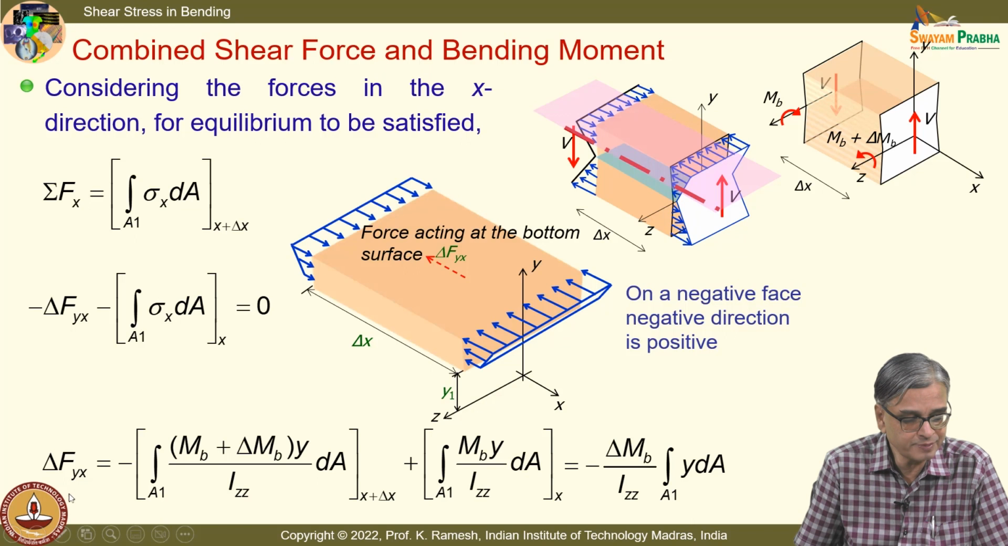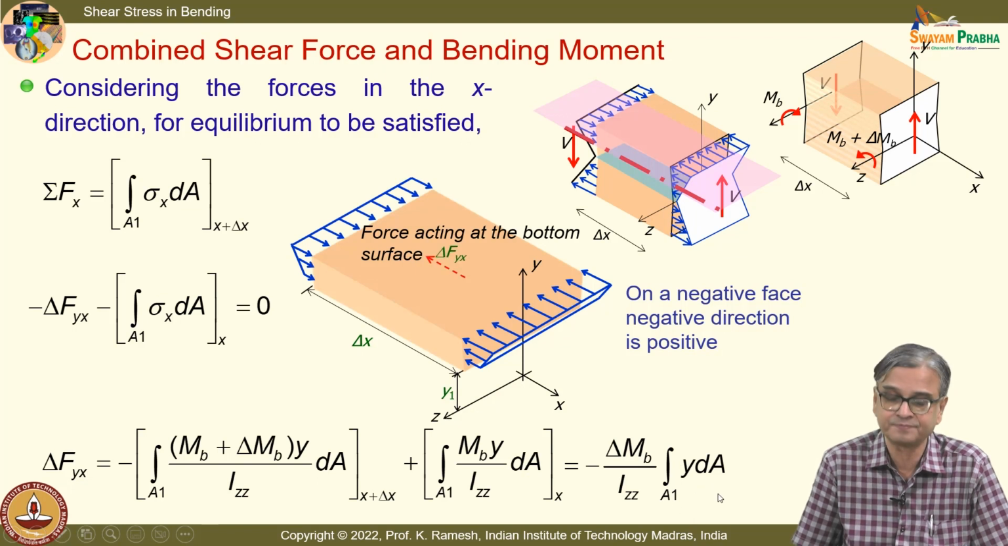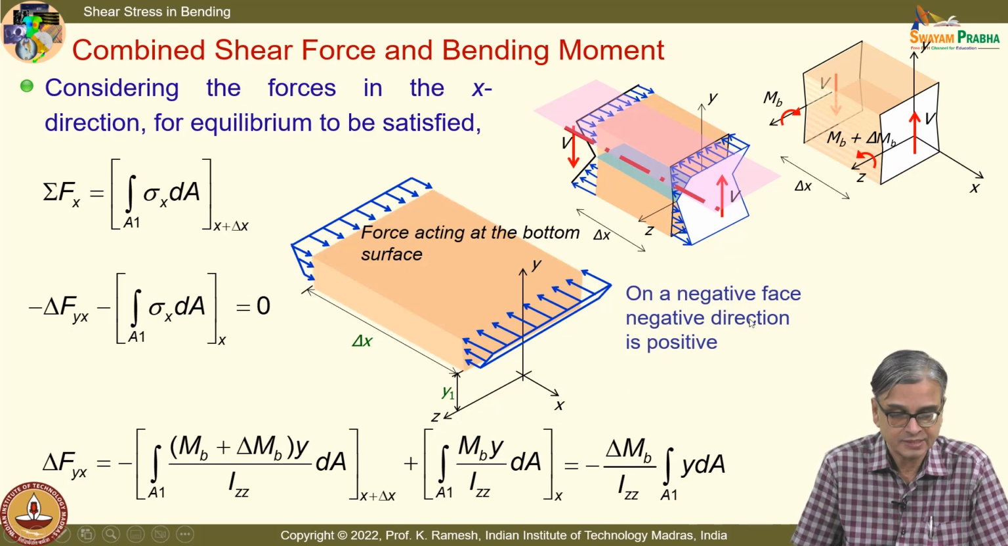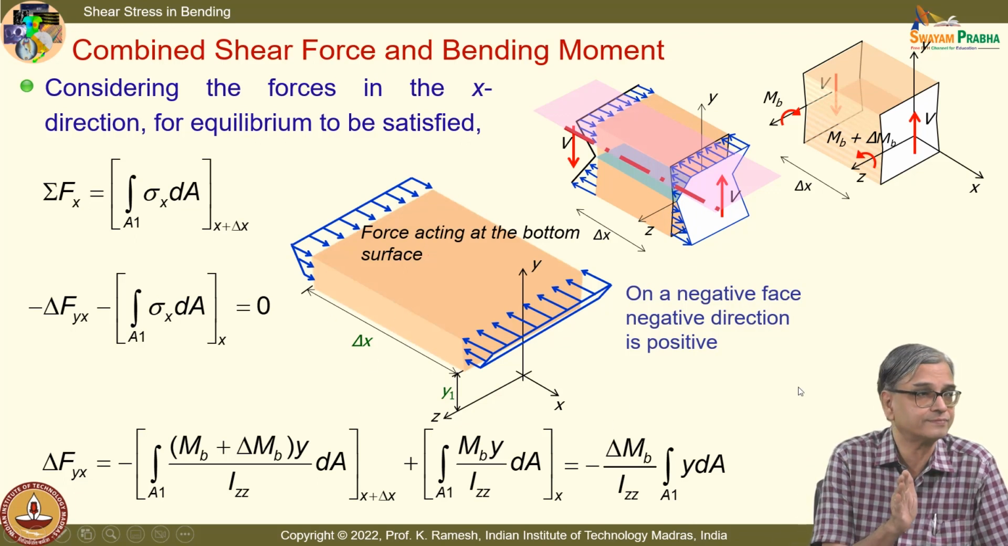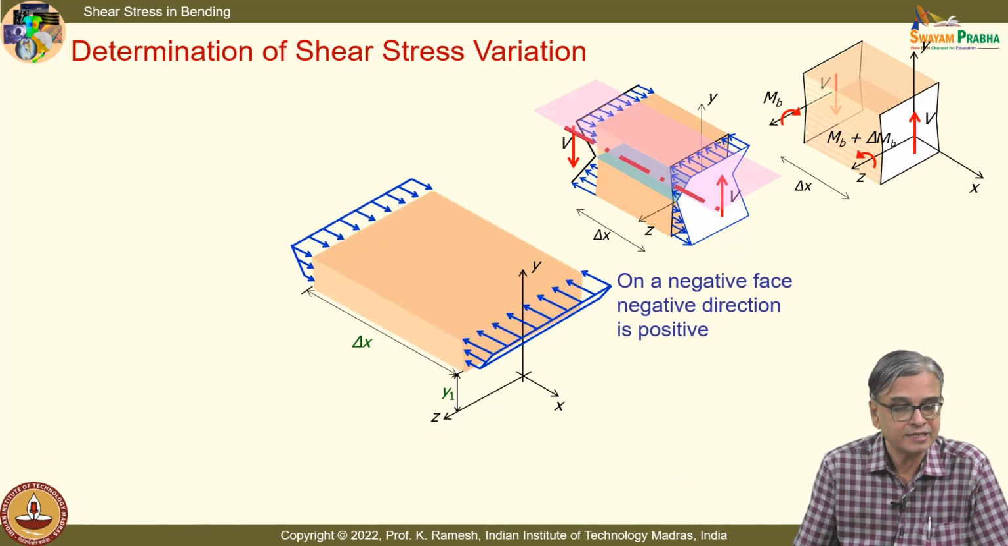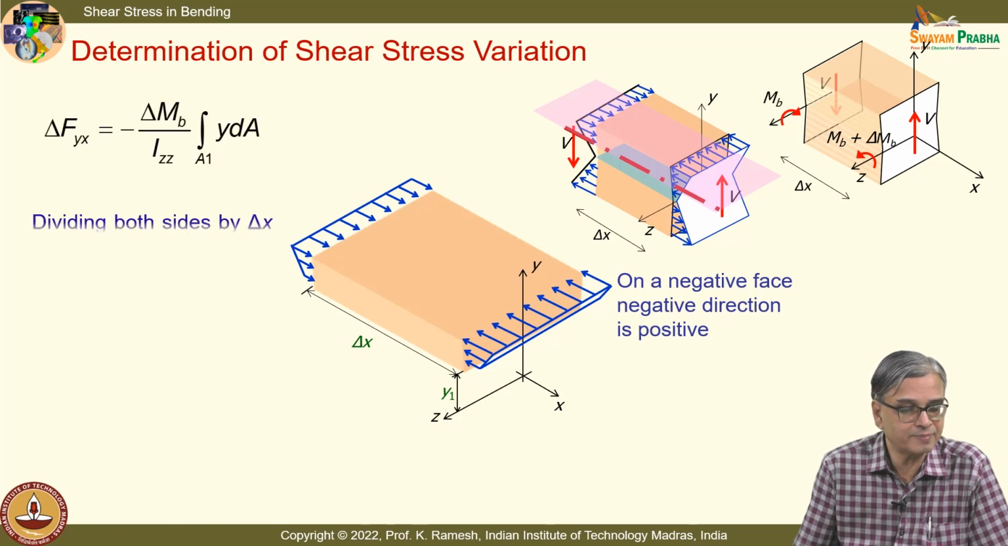And now we have got the expression delta Fyx equal to minus delta Mb by Izz integral A1 y dA. Still, we have not seen that this expression is written in terms of the shear force V. And in the limit, what would we do? We would make delta x go to 0. That is what we are going to see in the next step, and you divide this by delta x and put the limit delta x goes to 0.